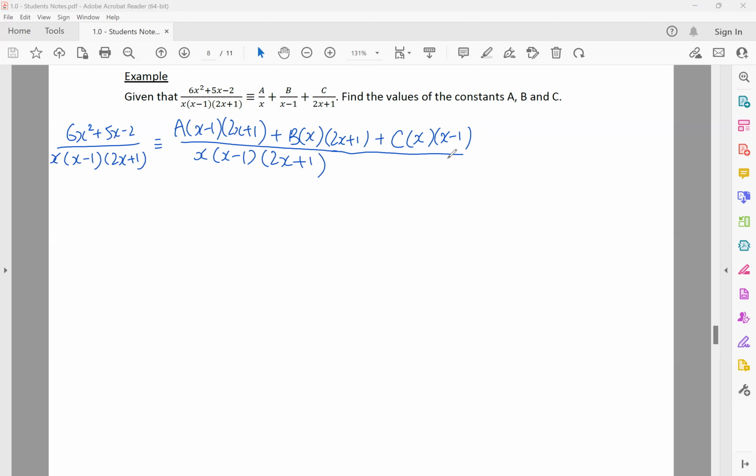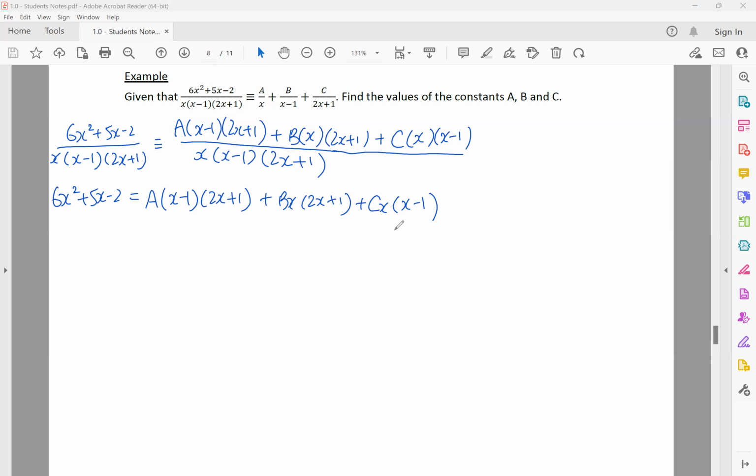So it's going to be quite messy. Your algebra work has to be spot on, especially when using a calculator to substitute numbers. The biggest silly mistake students make in this case is when they put numbers in the calculator, they make silly mistakes when it comes to the a, b, and c values. So next step, we can equate the top. 6x squared plus 5x minus 2 is equal to a times x minus 1, 2x plus 1, plus bx, 2x plus 1, plus cx, x minus 1.